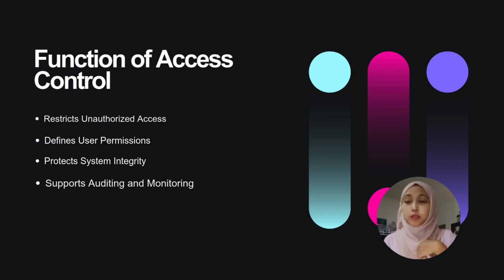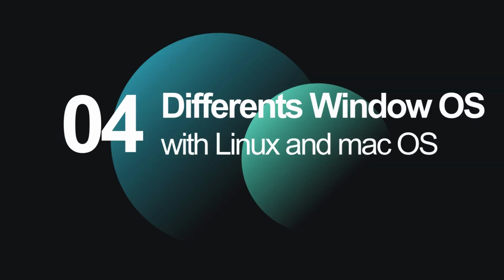There are multiple functions of access control. Number one is to restrict unauthorized access. Number two is to define user permissions. And then to protect system integrity. And lastly, to support auditing and monitoring.